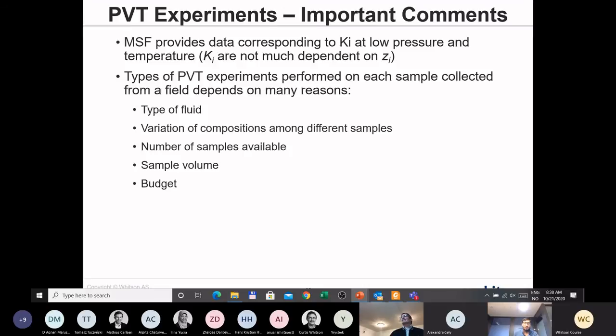So what types of PVT experiment should be performed on each sample? When you have the objective that the data will be used for equation of state model tuning, then the types of PVT experiment that are generally done depend on what type of fluid you have. Also, how much variation there is in the composition among the different samples. So if you have 10 samples from the field, whether they have very similar compositions or varying compositions, how many samples you have, sample volumes, and also, of course, the budget that you can use for doing the PVT experiments.